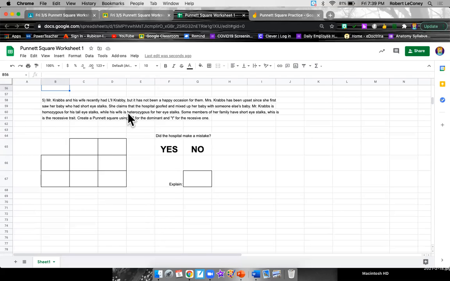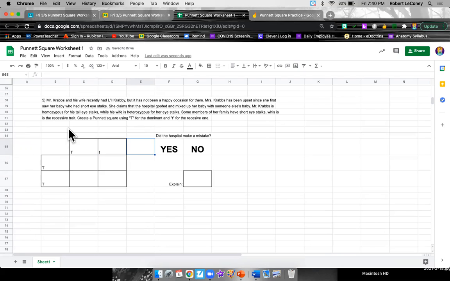His wife is heterozygous for her eye stalks. Some members of her family have short eyes, which is the recessive trait. Okay, so short eyes is recessive. And Mr. Krabs, what is it? Mr. Krabs is homozygous for his tall. So if short is recessive, tall is dominant, and he is homozygous. So homozygous means the same, and he is dominant, so he has 2 dominants. Mrs. Krabs is heterozygous. Big T, little t.